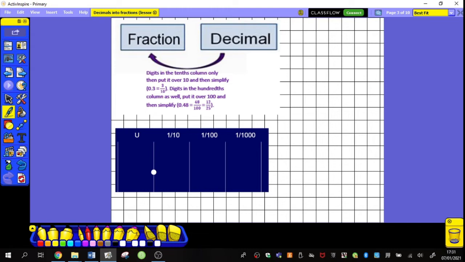Let's look at when it gets a little bit more tricky. Digits are in the hundredths column as well. So for example, 0.78. I need to put over 100 and simplify. So I'm going to write 0.78 into my place value grid. I'm going to recognise that it goes into the hundredths column. So I have 78 hundredths.